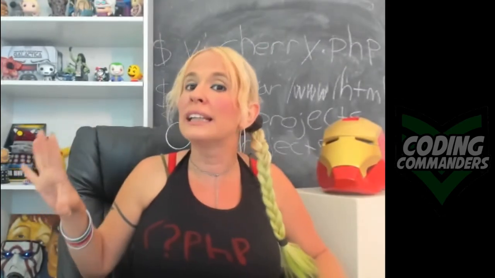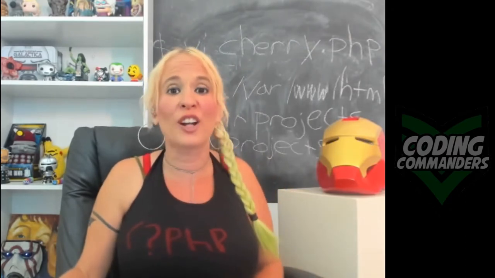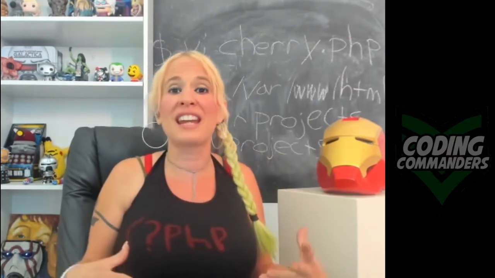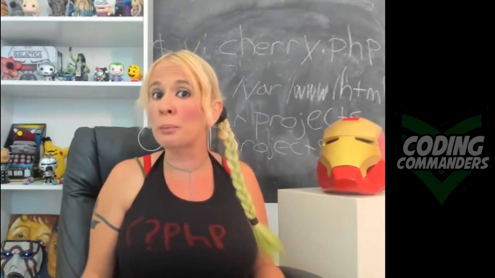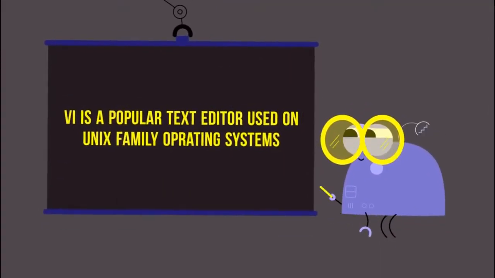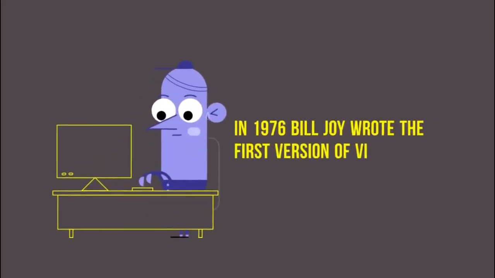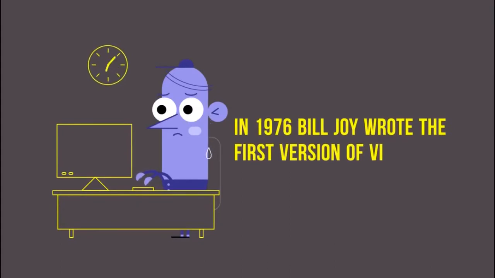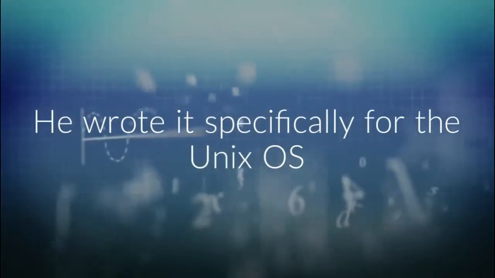But before I let you inside my box, I just want to give you a brief little bit of background on what VI is, so you understand better what you're using. And also, if you end up using it in the workplace, I don't want you to sound silly. VI is a popular text editor that is used on Unix family operating systems. It was originally written in 1976 by Mr. Bill Joy. He wrote it specifically for the Unix OS.